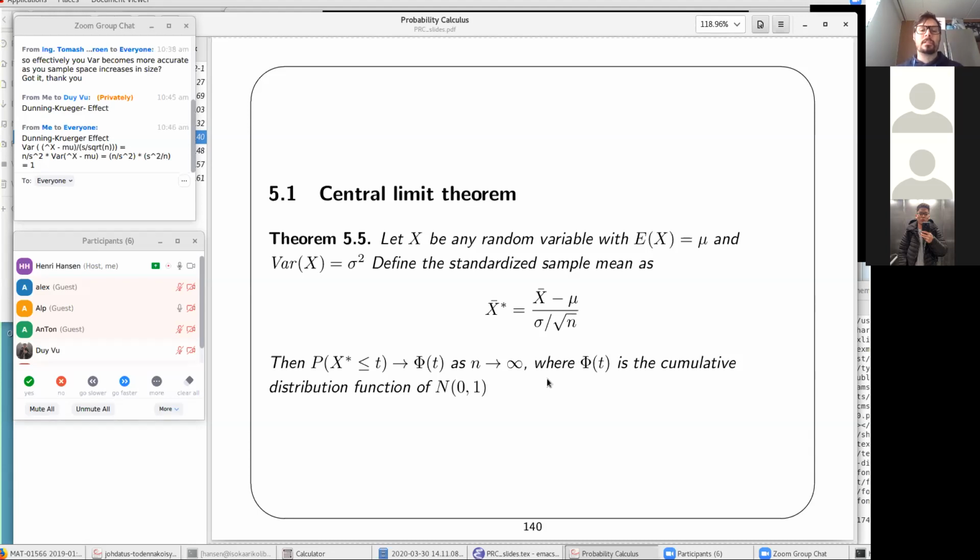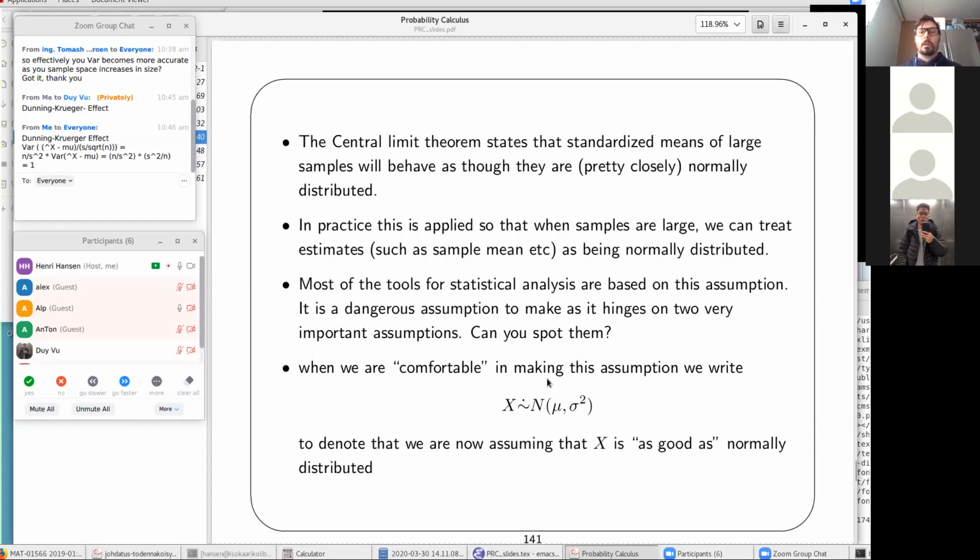So it's based on these assumptions. It means that large samples will behave as though they are normally distributed, if we take the standardized means. In practice, this is applied so that when we have a large sample, we can treat any estimates, such as the sample mean or the sum of these, as being normally distributed. And most of the tools in statistical analysis are based on this assumption. So it's a dangerous assumption to make, as it hinges on two very important assumptions. And can you spot those assumptions?